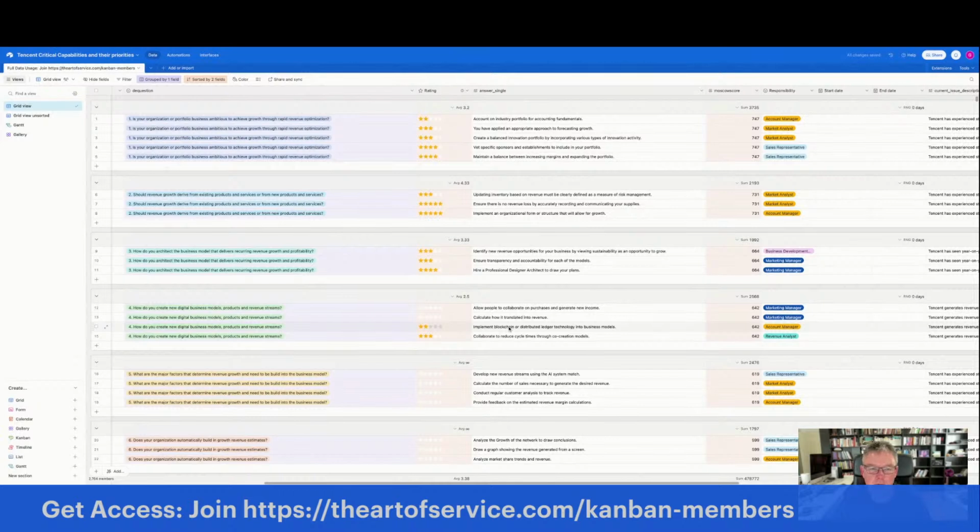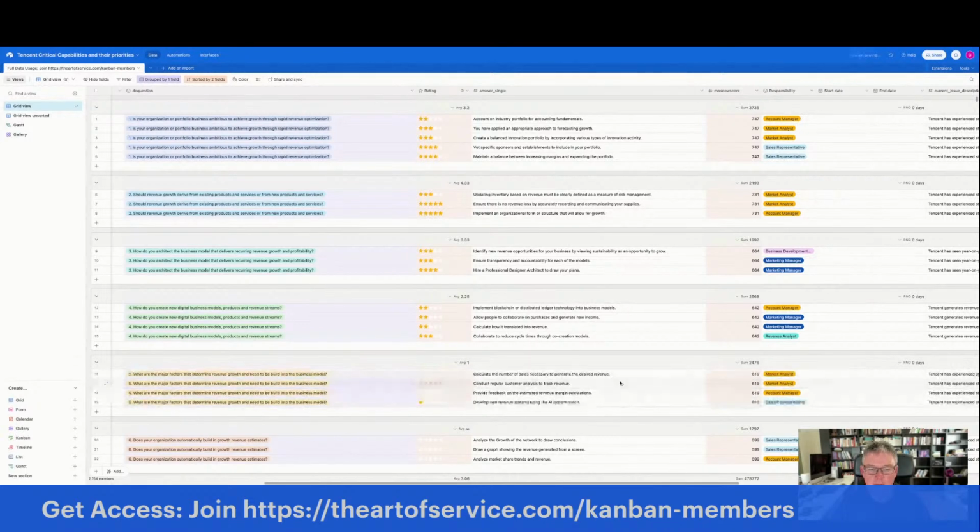Allow people to collaborate on purchases and generate new income. That's interesting. Get clients and get users involved in what we're doing. We're not doing that, but that will be interesting for us to do. Calculate how it translated into revenue. Ooh, no, if we don't do the first one, let's give it a two. What are the major factors that determine revenue growth and need to be built into the business models? Develop new revenue streams by using the AI system. No, we haven't got AI developed at all.